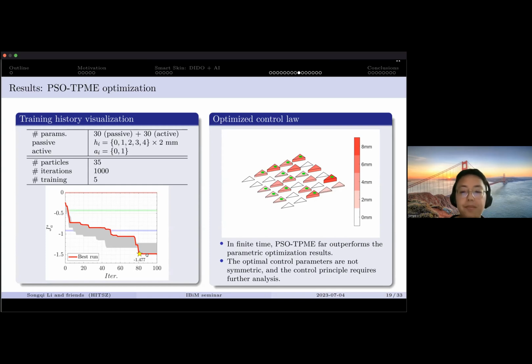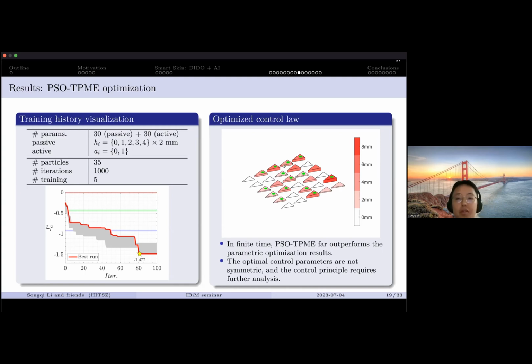And so this means in the finite time horizon, this algorithm based on machine learning can really beat the parametric patterns, and really leads to a very significant flow control outcome.